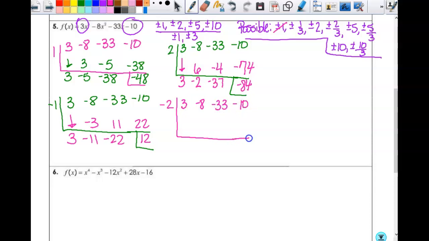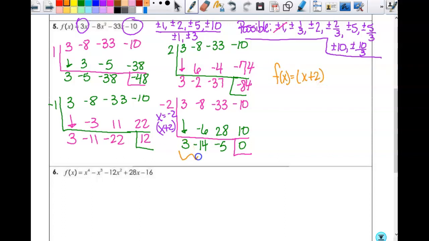And then this is going to give me 3, negative 6, negative 14, 28, negative 5, 10, 0. Yay. Okay? Now, that doesn't mean that we don't have to do any more synthetic substitution, because if we can't factor this, we're going to have to. But remember, this tells me that x equals negative 2, so I get x plus 2, which is the factor. So f of x is equal to x plus 2, and then I use this to get the second part, 3x squared minus 14x minus 5. So does that look like you could probably factor that part? I think so. So go ahead and try it.